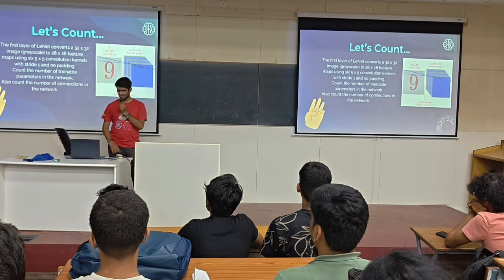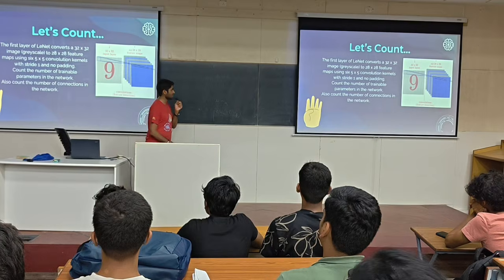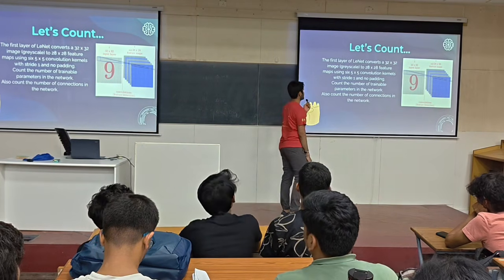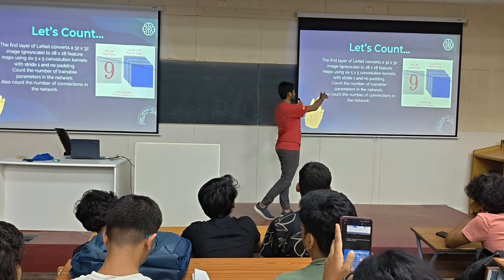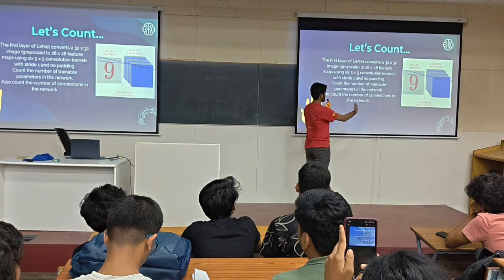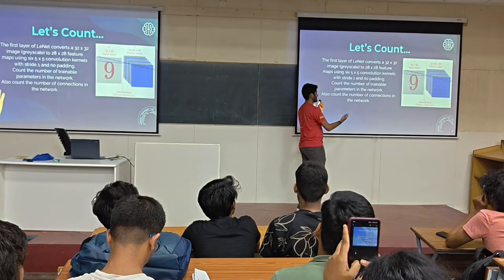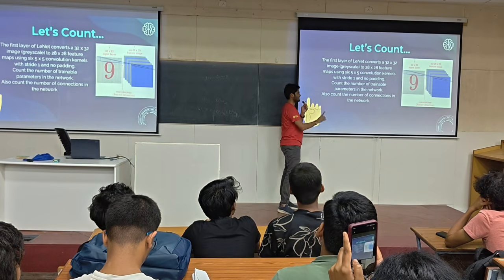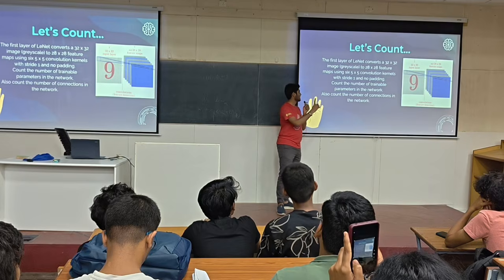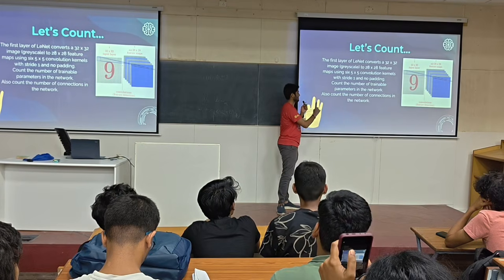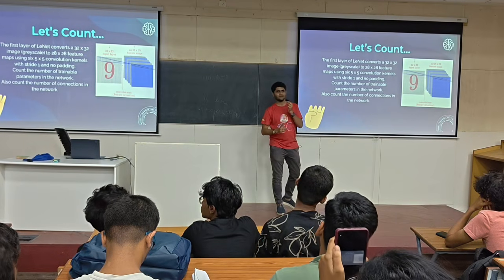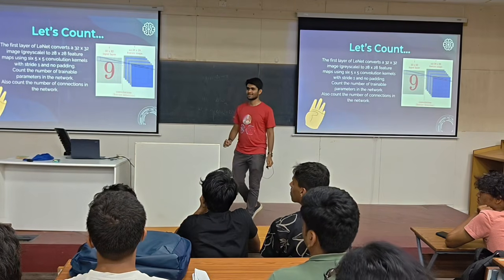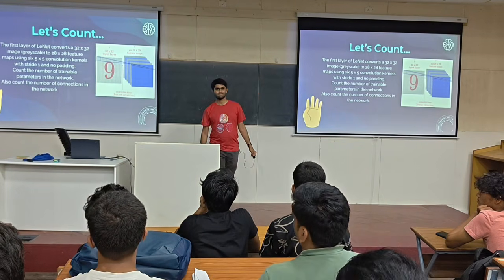Okay, let's count. So the first layer, I said 32 cross 32 is converted to a 28 cross 28 feature map, like 6 such feature maps using 6 5 cross 5 convolution kernels. Stride was 1, no padding. So first count the number of trainable parameters in this network. And second, also count the number of connections in the network. Simple question. Whoever answers first gets a reward. Raise your hand once you have an answer.